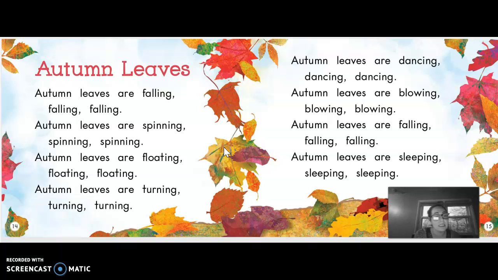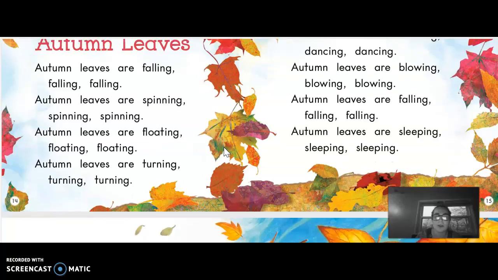Autumn leaves are spinning, floating, turning, dancing, blowing, falling, and sleeping. I really like that one for all of the repeating words.